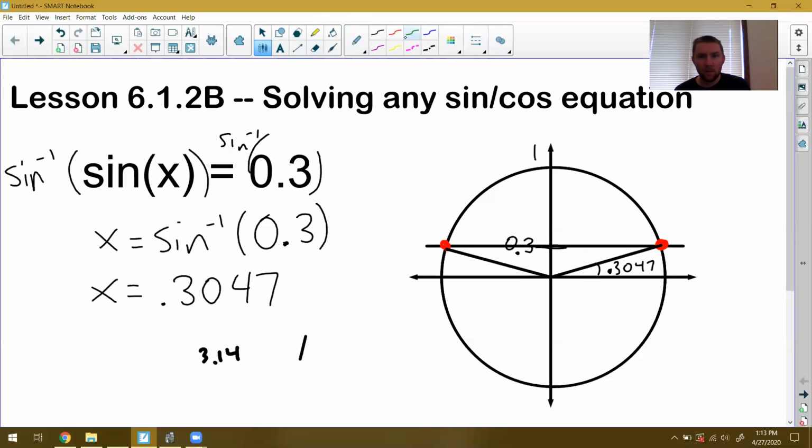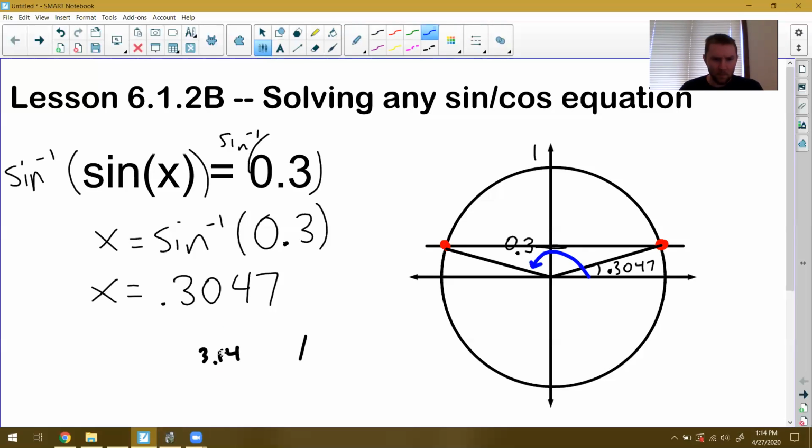For this angle from the origin all the way over to there, right? What is that angle? We know that this little one is 0.3047, but what is this bigger blue angle? That's almost 180 degrees, but not quite. And what is that in terms of radians? That's the other answer that we're looking for here in terms of what x equals, all right?